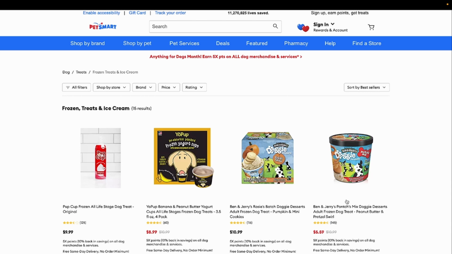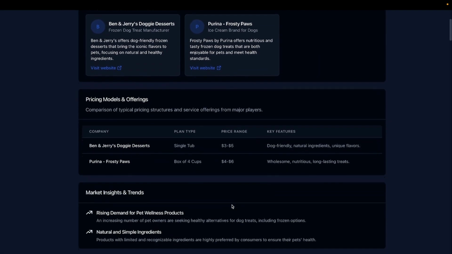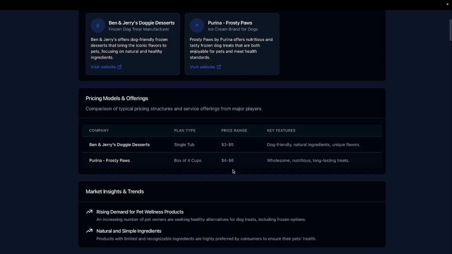Yeah, dog ice cream, as you can see. Anyways, go down here to the pricing models, what they actually charge per cup. So you've got the company name, the plan type, the price range, key features, natural ingredients and stuff. So that's kind of cool. You can see what you would charge compared to the big guys, but you wouldn't really.